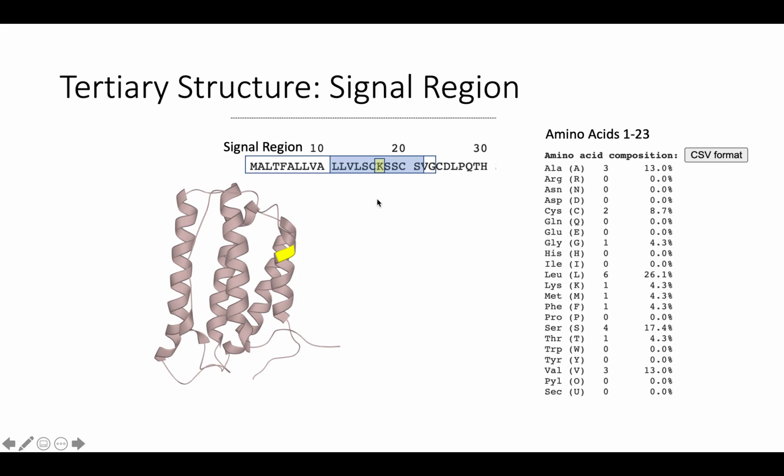Here is the tertiary structure. Again, this is just the kind of bringing that all together. So this is the signaling region of the protein. It's this amino acid right here from amino acids 1 to 23. And here is this alpha helix specifically.